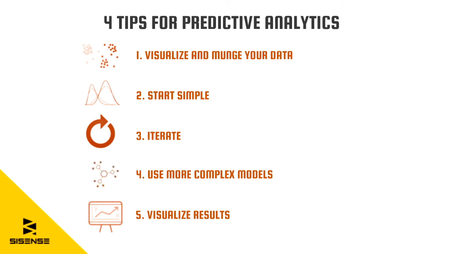So we do want to leave some time for questions, but we did want to summarize what should be 5 tips for predictive when getting started with R. These are the points that Jared mentioned that were very important to take into account for any of you looking to get started with R. The first is to be able to visualize and munge or prepare your data, to start with simple models, to iterate, so to add more variables, to then work with more complex models, and again, always very important being able to visualize and communicate those results.